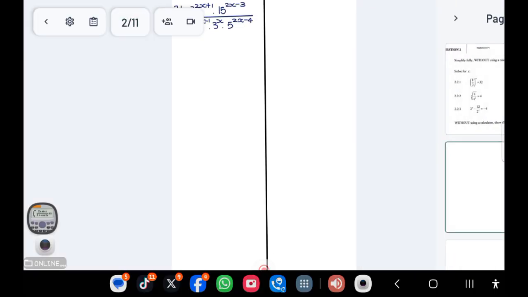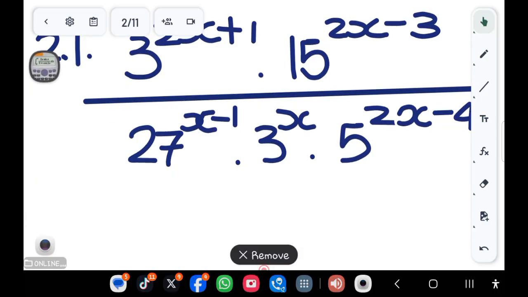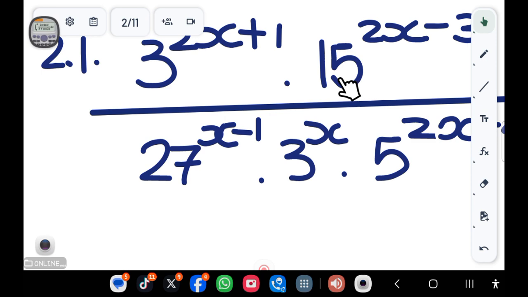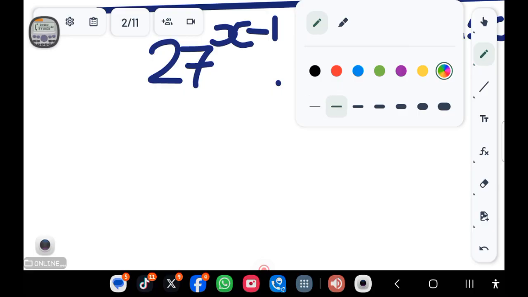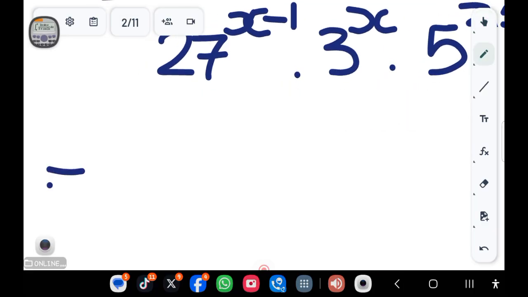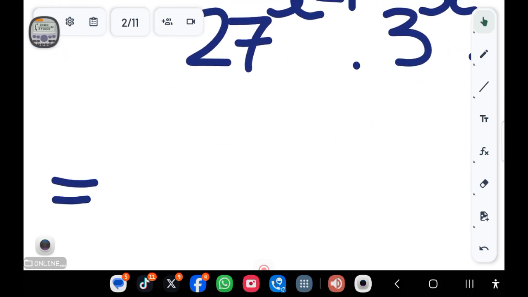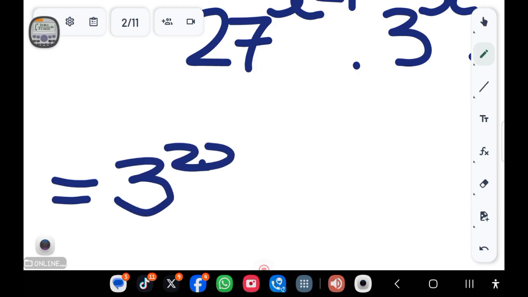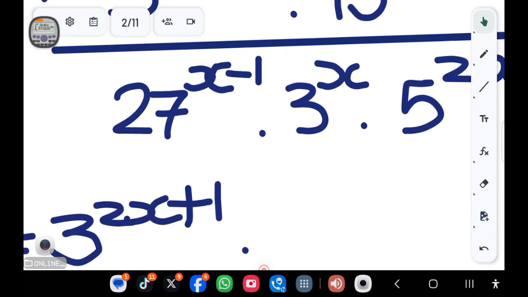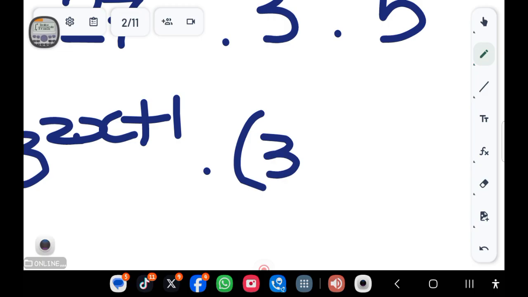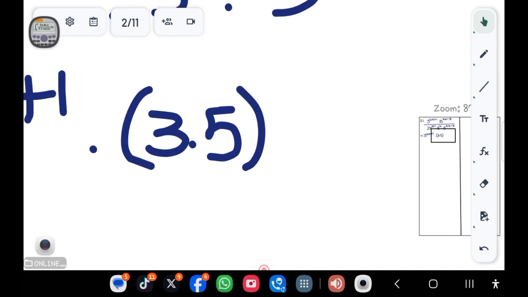Now let's start. Step number 1 is we look at all the bases, the exponents with the bases that have got complex numbers. We change those into bases with just a product of prime factors. So the 3 stays exactly the same, so that becomes 3 to the power of 2x plus 1. That one does not change. What changes is this 15. We express that as 3 times 5, and all must be raised to the same power, and that power is 2x minus 3.